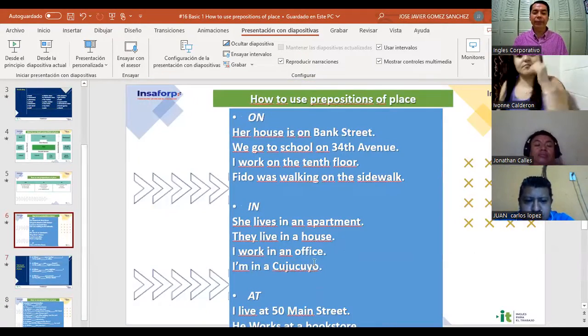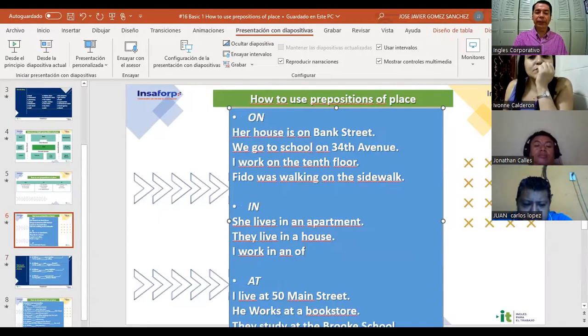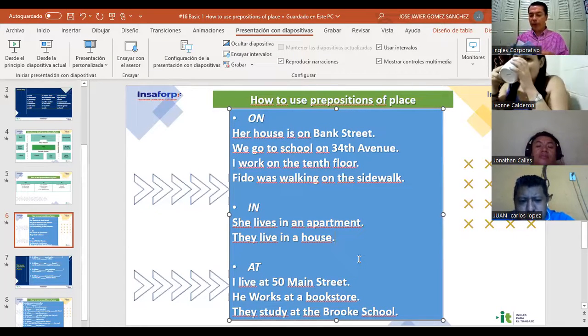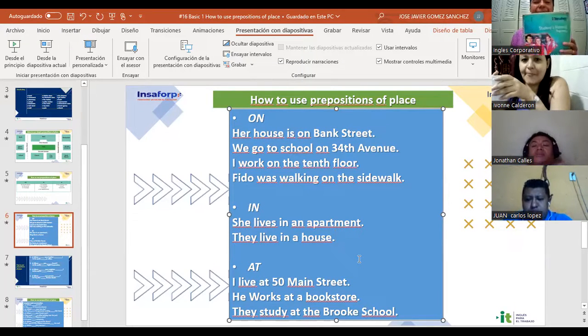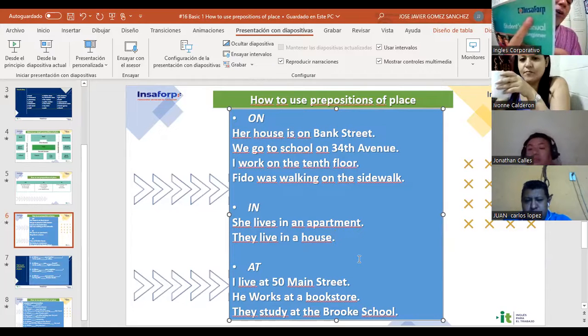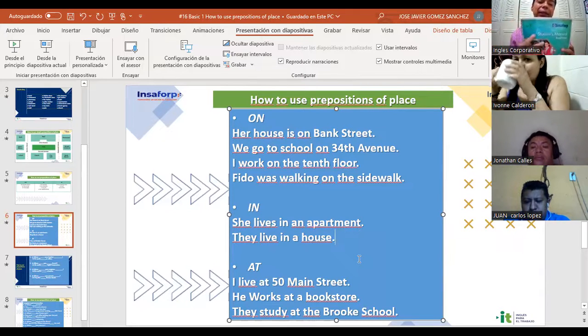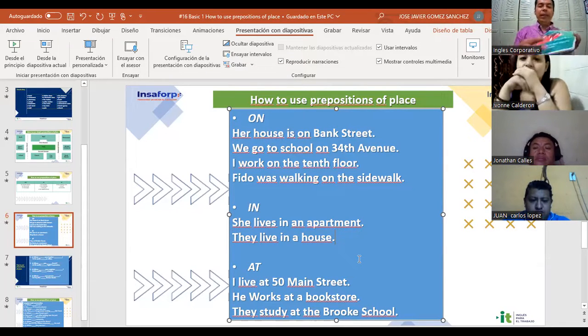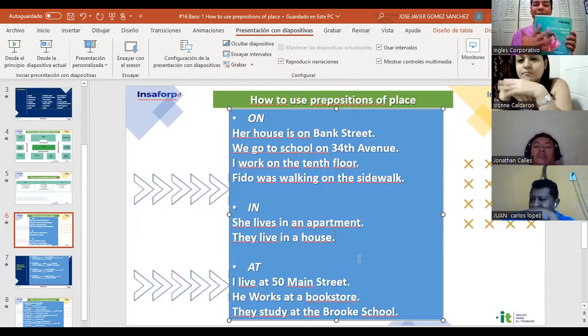So these are examples of the use of in, right? Then in the use of at, let me erase this. Okay, at is very, very specific, right? For example, here's my book, right? Here's my manual, right? So notice that here at the corner, we have the INSAFORP logo, right? So the INSAFORP logo is at the corner. So I can say, for example, the pen is on the book. The pen is in the book, right? But you can say that the INSAFORP logo is at the corner. At the corner. Why? Because it's one specific place on the book, right?